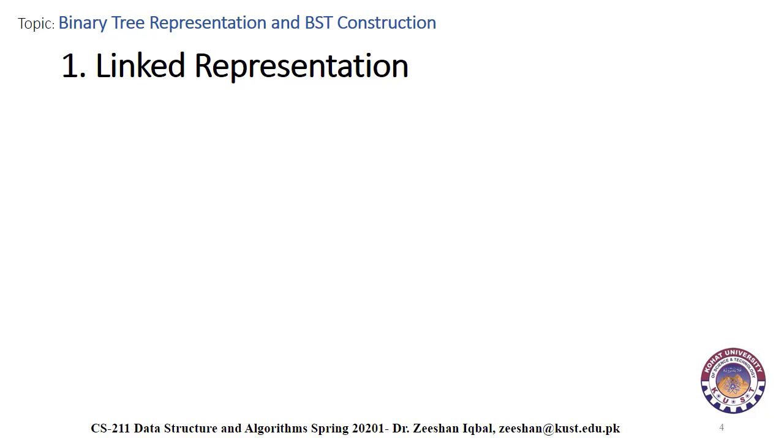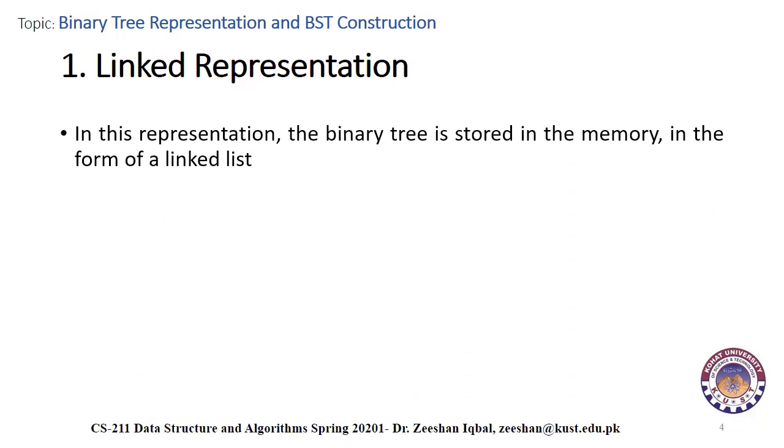First of all, let's discuss the linked representation for a binary tree in memory. In this representation, the binary tree is stored in memory in the form of a linked list, where the nodes are stored at non-contiguous memory locations and linked together by inheriting the parent-child relationship like a tree.